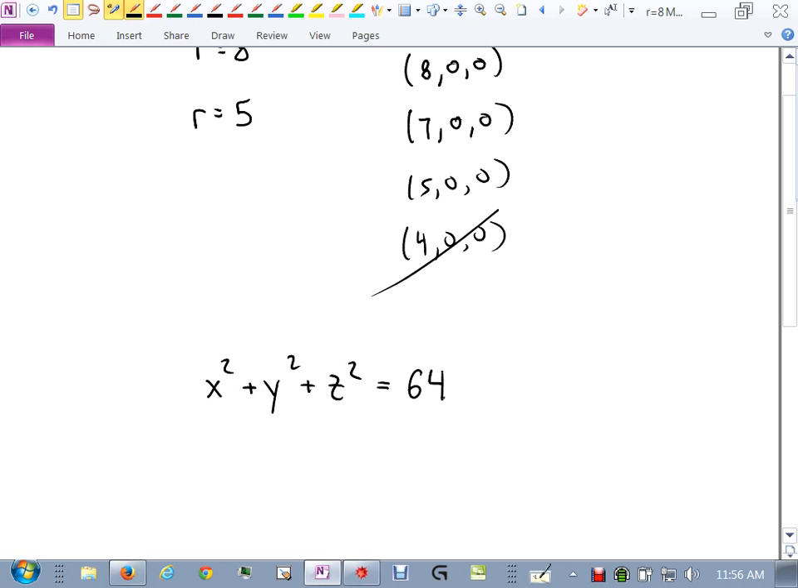8, right? That's a sphere centered at the origin, radius 8. Everyone see that from the formula we just had? Okay, that's the shell. That's the outside of the coconut, right? Now what I need to do is make sure that I get everything inside, but I don't want to go past a radius of 5.